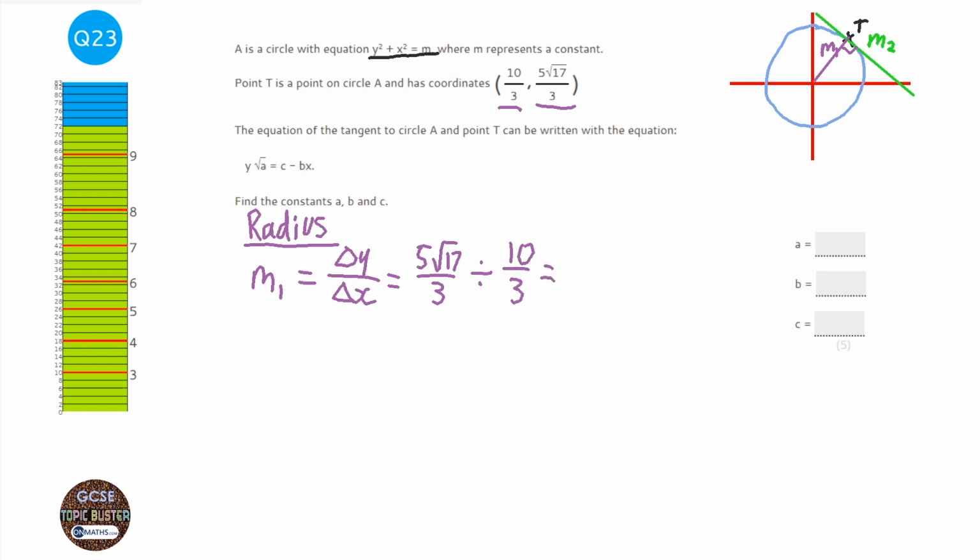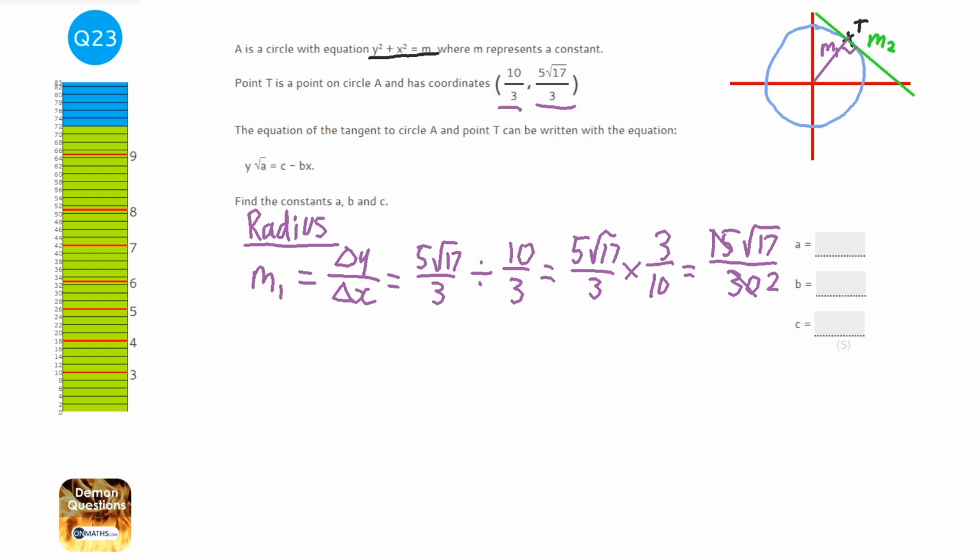So another area of maths we need to know is KFC, or keep, change, flip, that whenever we're dividing with fractions, we keep the first one the same, we change the divide to a times, we flip the second one. Now we can times them, so 3 times 5 is 15, so it'd be 15 root 17 over 3 times 10, which is 30. And if you look at the 15 and 30 cancel to make that just 2, so root 17 over 2. So M1 is root 17 over 2. Cool, right.